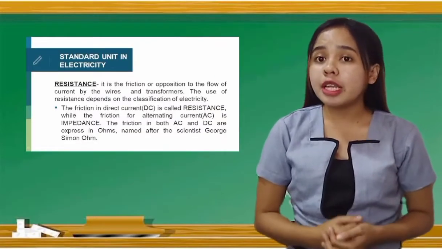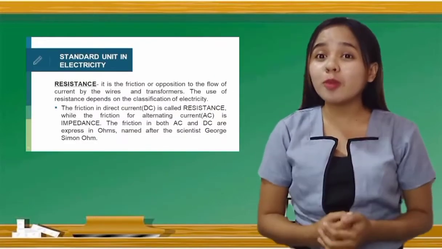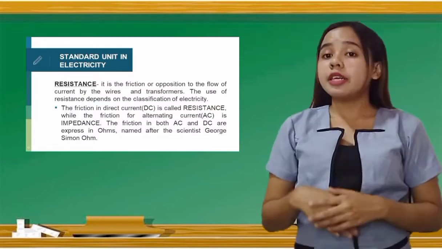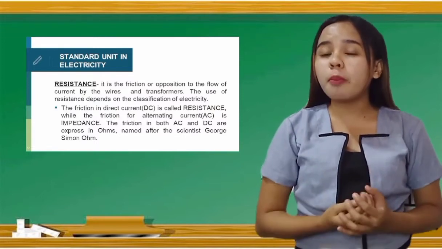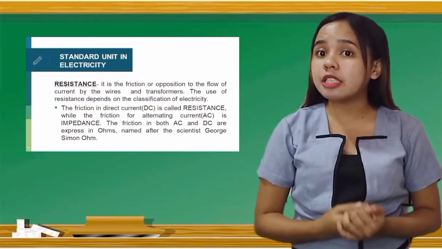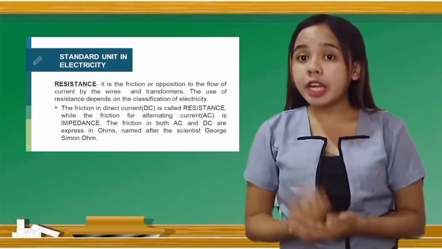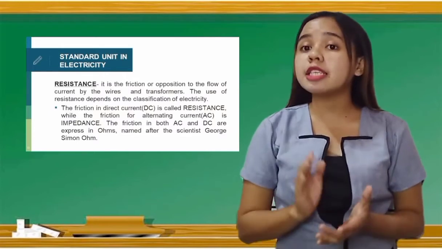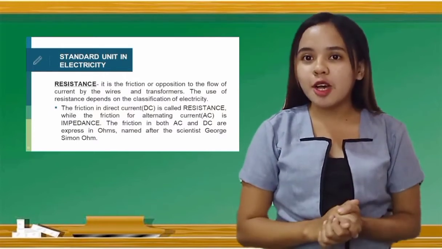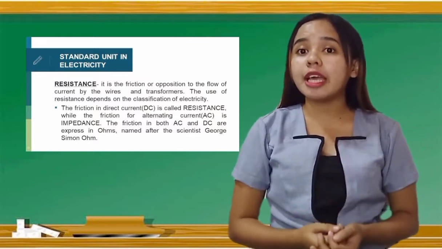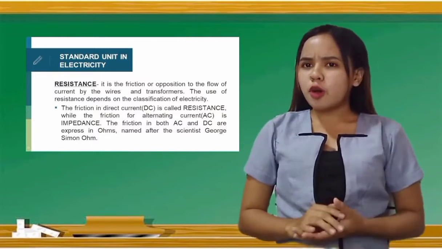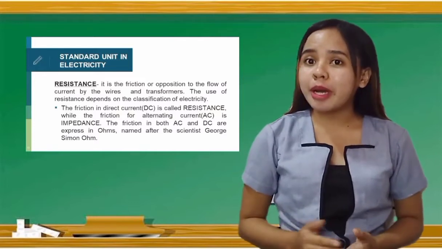Another concept related to electricity is what we call resistance. Resistance is the friction or opposition to the flow of current by the wires or the transformers. The friction in direct current is called resistance, while the friction in alternating current is called impedance. So again, what do we mean by direct current?